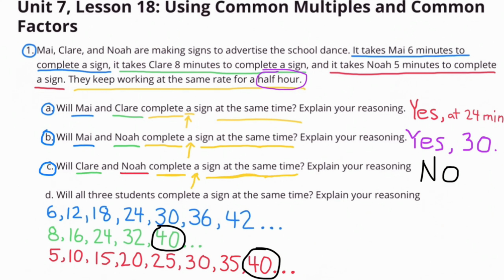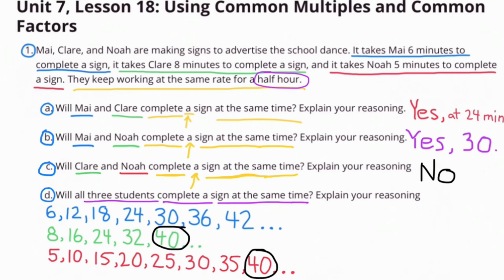C. Will Claire and Noah complete a sign at the same time? Explain your reasoning. Well, I said no because the least common multiple for Claire and Noah is 40, and 40 minutes is beyond a half hour. D. Will all 3 students complete a sign at the same time? Explain your reasoning.